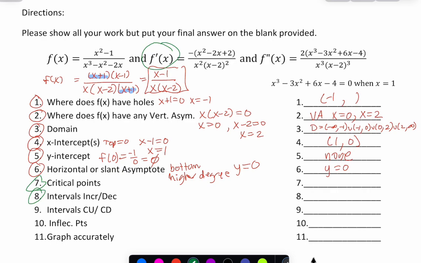It's an asymptote there. So the critical points occur where x squared minus 2x plus 2 equals 0. So that is solvable with the quadratic formula. Now remember, your quadratic formula is negative b plus or minus the square root of b squared minus 4ac all over 2a.